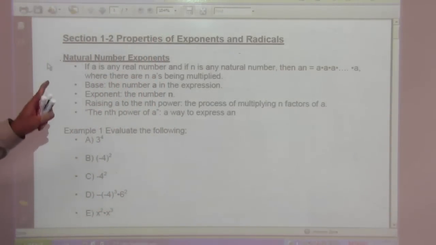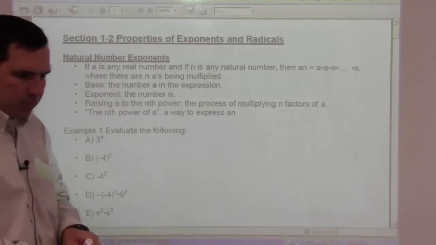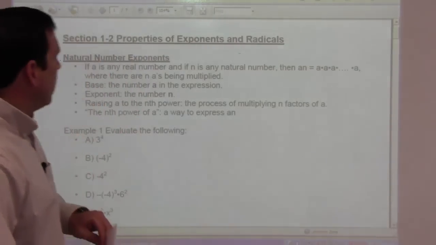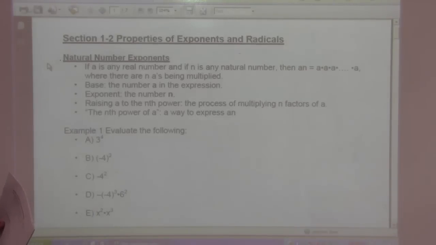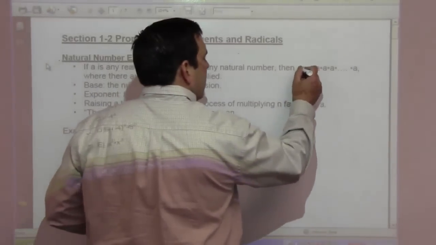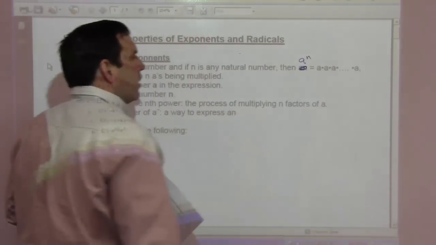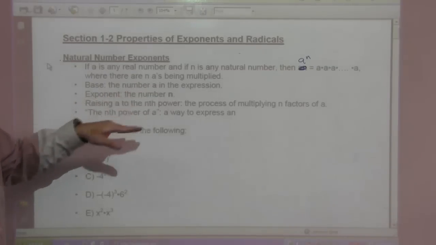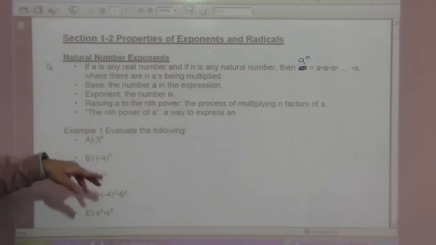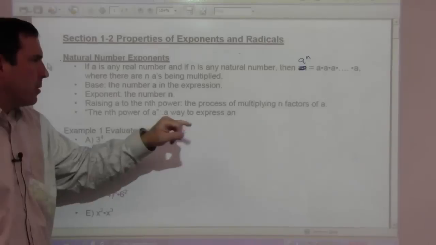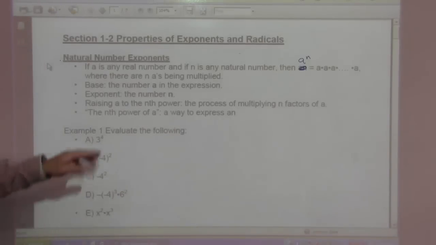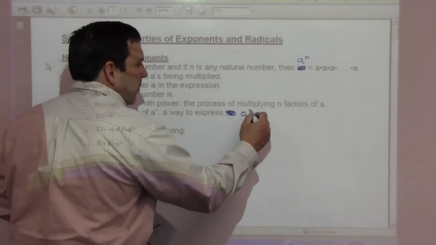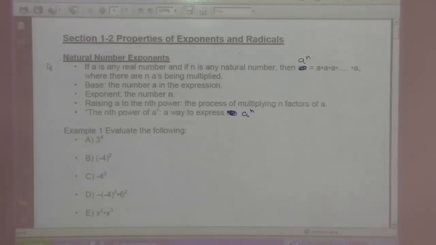Properties of exponents and radicals, natural number exponents. If a is any real number and if n is any natural number, then a to the n power is a times a times a, dot dot dot, times a, where there are n a's being multiplied. The base is the number a in the expression. The exponent is the number n, or the power. Raising a to the nth power is the process of multiplying n factors of a. The nth power of a is a way of expressing, again, a to the n power. So make those corrections on your notes.